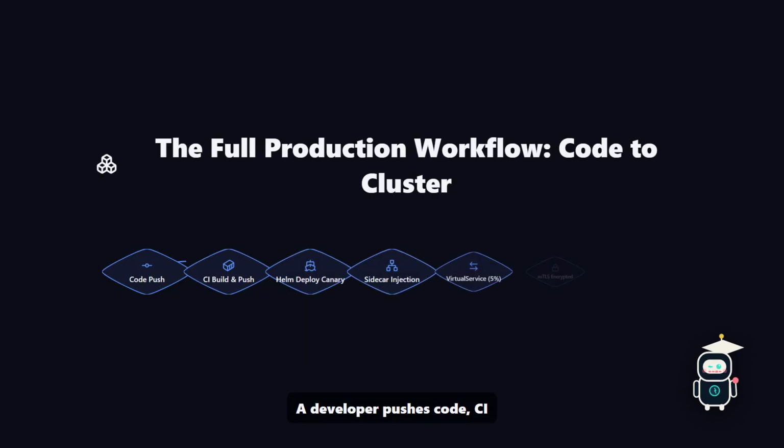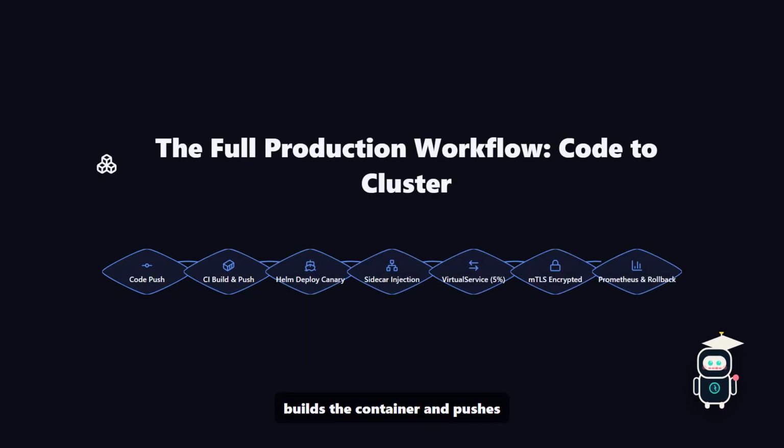Here's the pipeline you've built. A developer pushes code, CI builds the container and pushes it to the registry. Helm packages the chart, the same chart you already templated, and deploys it with the canary values. The sidecar injector automatically inserts the proxy, and a virtual service gates just 5% of traffic to the new version. Meanwhile, mTLS encrypts every hop between services.